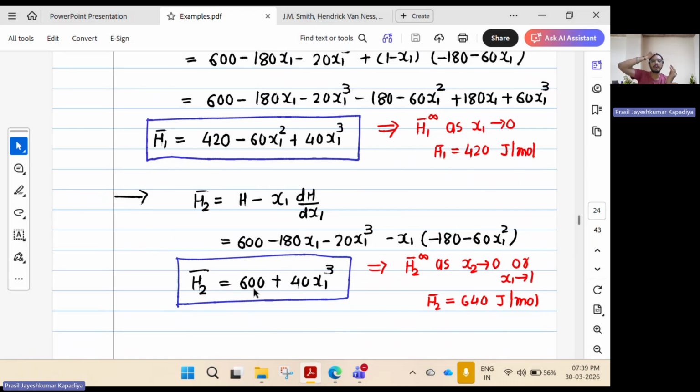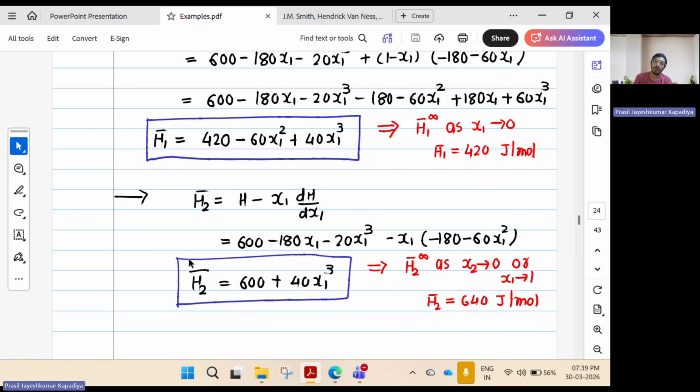Now I am supposed to find H1 bar infinite and H2 bar infinite. What does H1 bar infinite mean? H1 bar infinite means when x1 is tending to 0. So in this equation, when x1 tends to 0, what do I get? I get H1 bar infinite as 420 joules per mole.